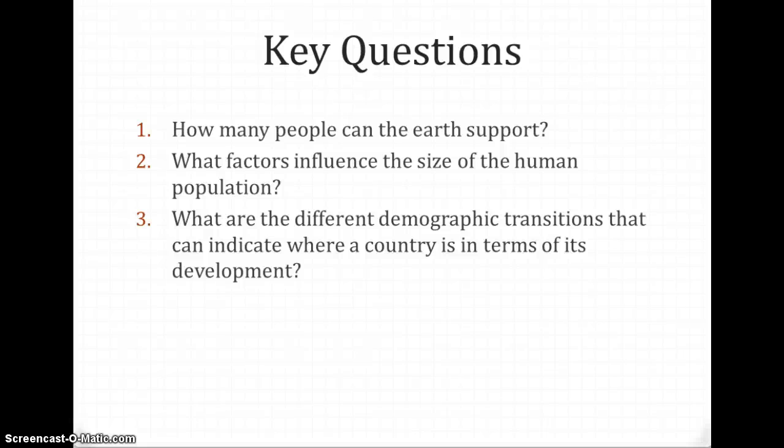All right, and to recap, we are on key question number 2, what factors influence the size of the human population? And then we are going to wrap up with the different demographic transitions that tell you where a country is on the least developed to most developed scale. So let's get back into it with fertility rates.